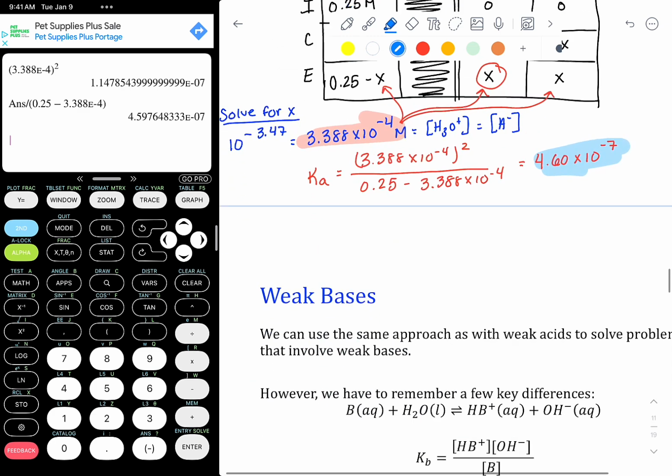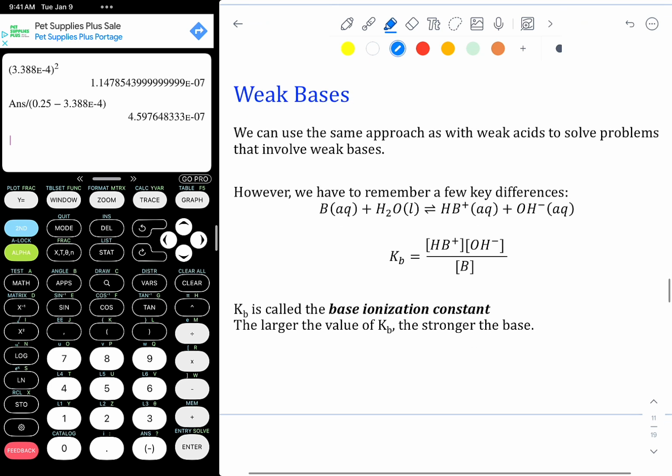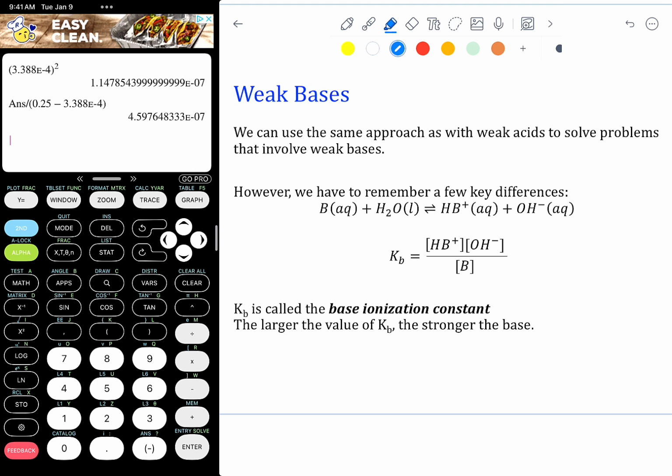So now let's talk about weak bases. With weak bases, we can use the same approach as with weak acids to solve problems that involve weak bases. It's the same concept. It's still an equilibrium expression. It's still an ice table that you have to complete. The only thing that you have to remember is the difference between acids and bases and the information that they provide. So remember that if we have the ionization when it comes to a base, the hydrogen from the water is now going to be moving over to that base, creating HB+ and OH-.